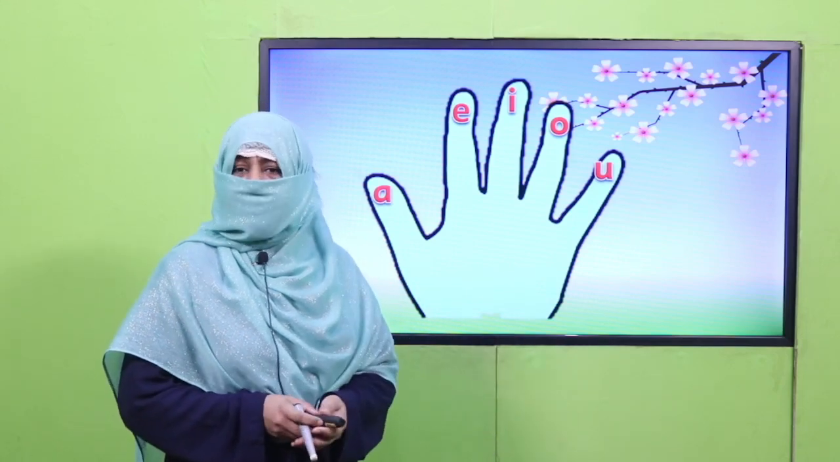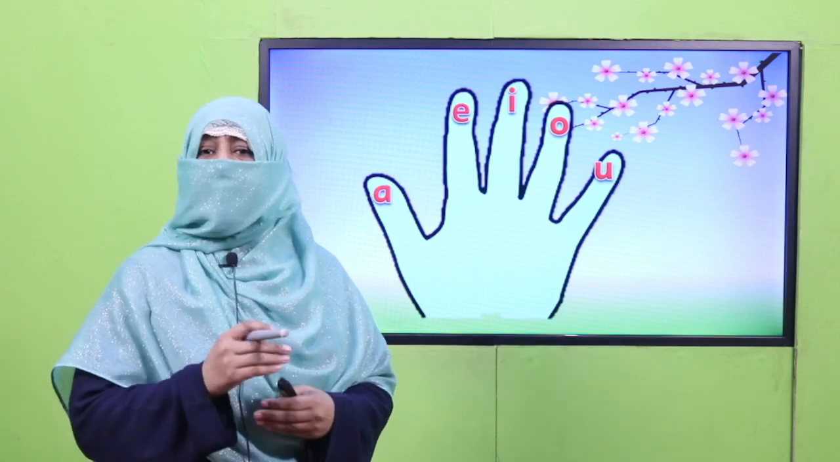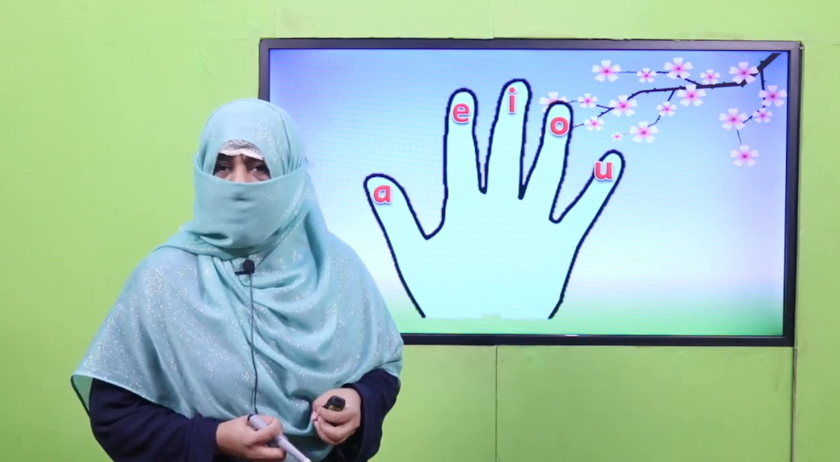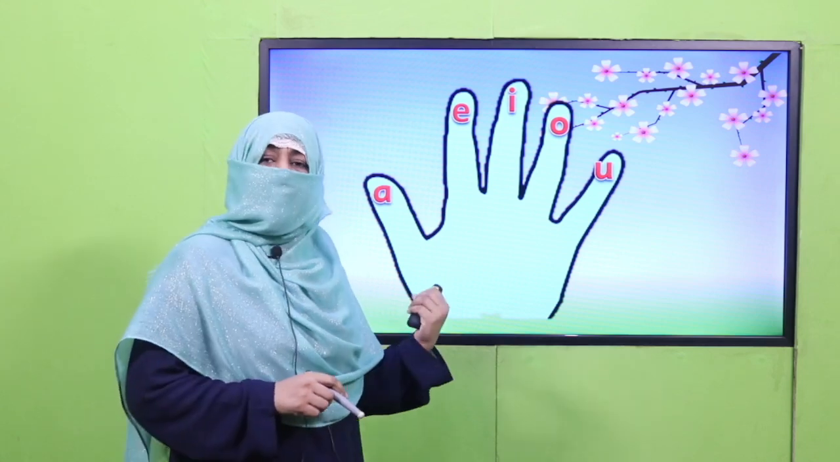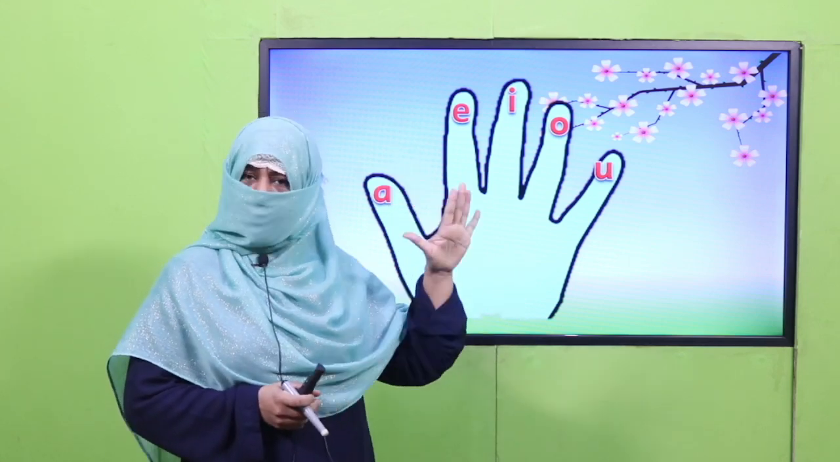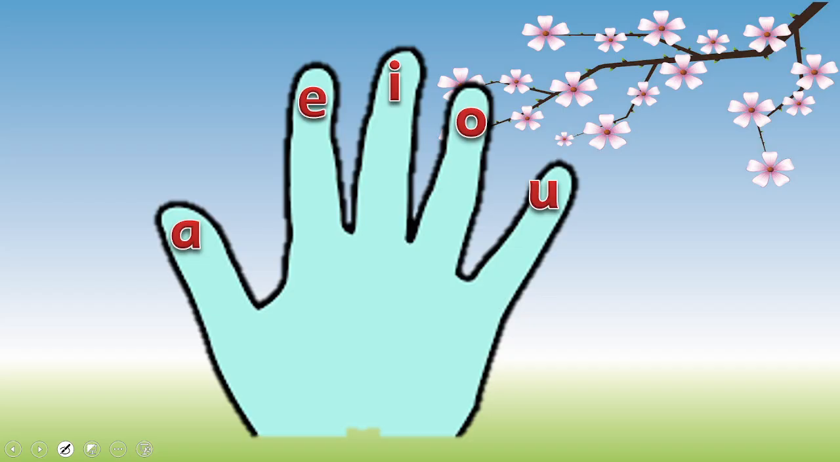Simple. Now, dear teachers, pause the video over here and repeat it so that it should be engraved in your students' minds. Okay? Pause the video and make them learn the way I told you. A, E, I, O, U. All right? Do it.